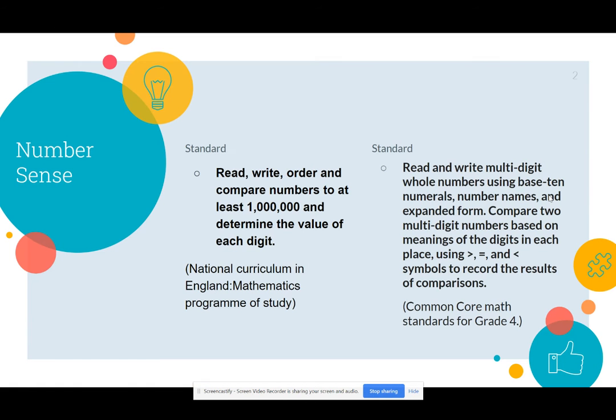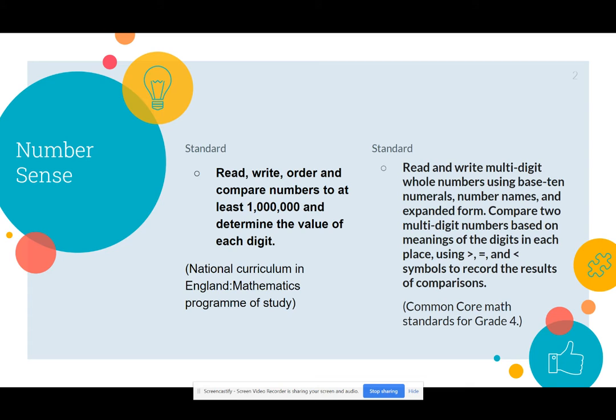So, to begin with, I am taking the standard from the National Curriculum in England, the Mathematics Program of Study, which is the curriculum that we follow at the school I work at, the British School of Kampala. The standard says read, write, order, and compare numbers to at least 1 million and determine the value of each digit.